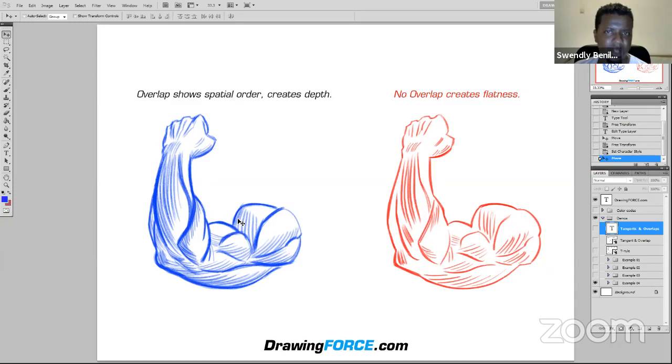And here's where knowledge of anatomy comes in handy, because once you understand the shape of the muscles and how they work, where they attach, you know which muscle is on top of which, and in a particular point of view, you know which muscle needs to be on top and which one needs to be behind.